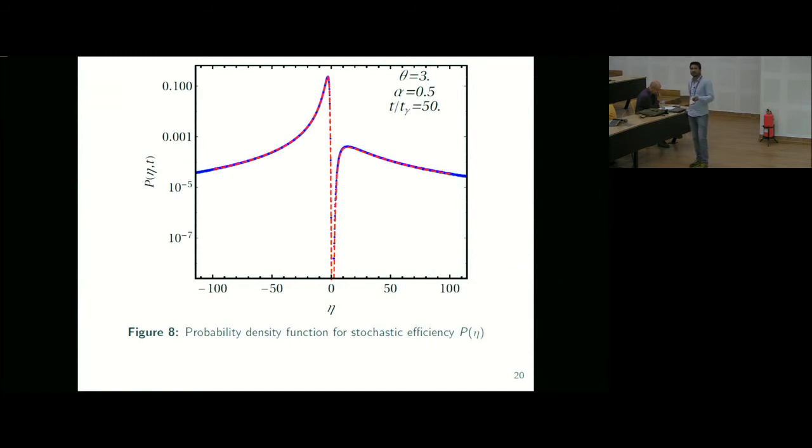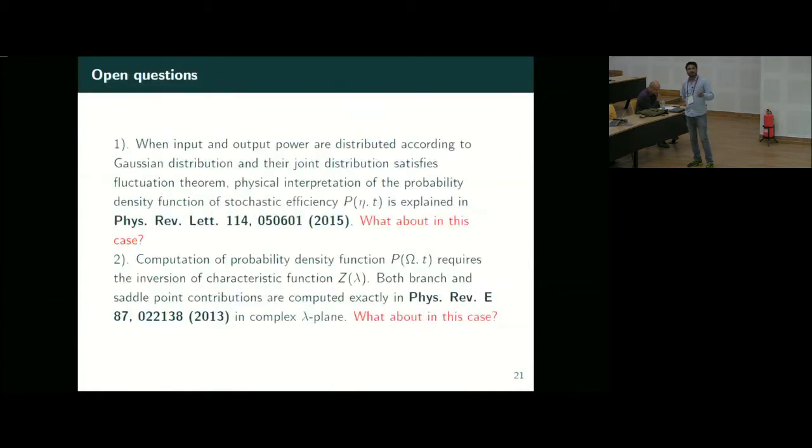So this shows that even in the case of stochastic driving, we can get the large deviation function and probability density function. The structure of this large deviation function is similar to the structure shown in the Nature Communications paper, but the large deviation function has a different property, a different functional form. Okay, so I have some open questions.